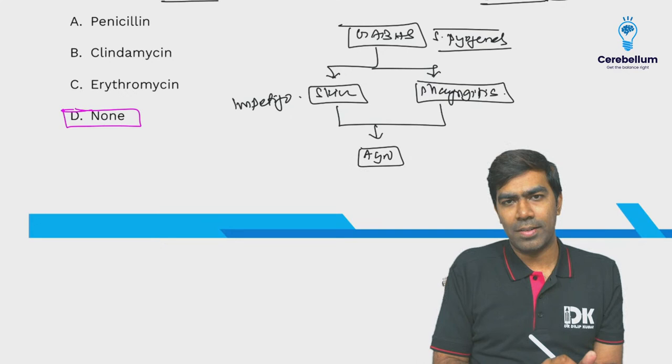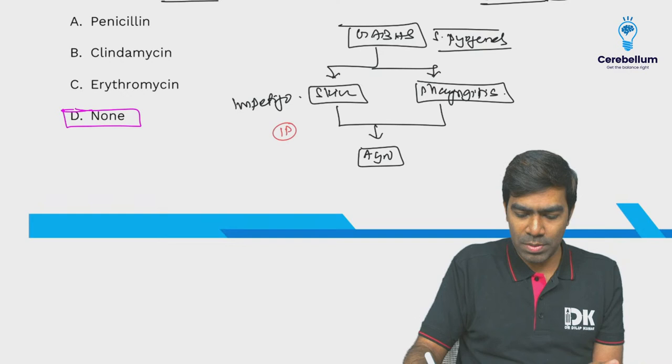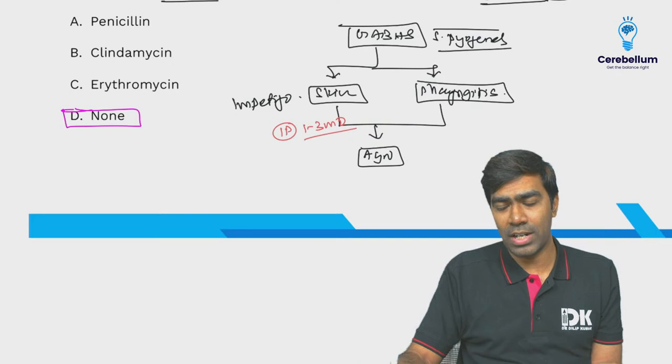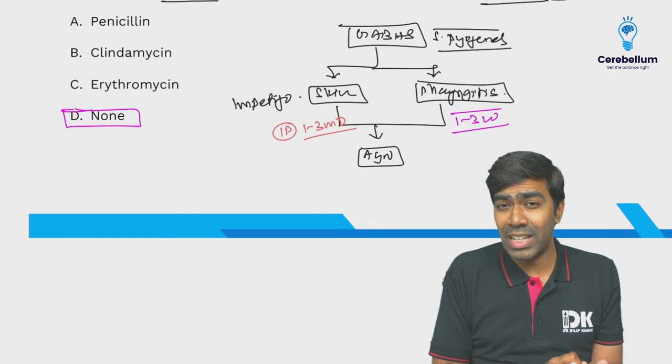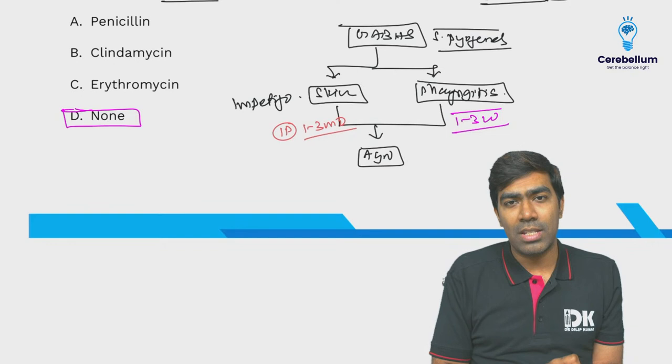But if it's going to be skin infection, the incubation period will be different. Incubation period will be 1 to 3 months. Whereas if it's going to be a pharyngitis causing acute glomerulonephritis, it's going to be 1 to 3 weeks. That's a very important incubation period: 1 to 3 weeks for pharyngitis and 1 to 3 months for skin infection. Yes, pyoderma sometimes can, but most important is impetigo.